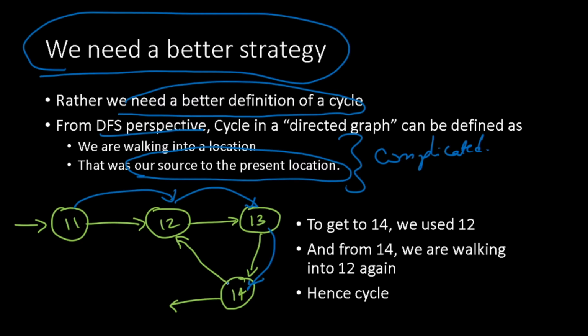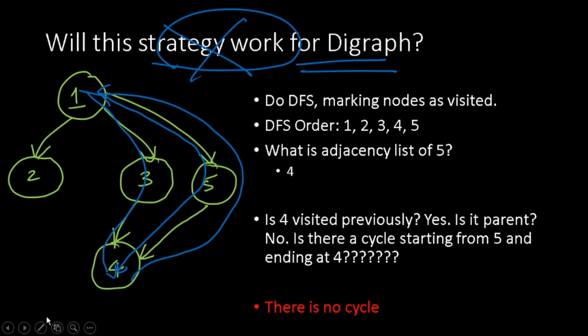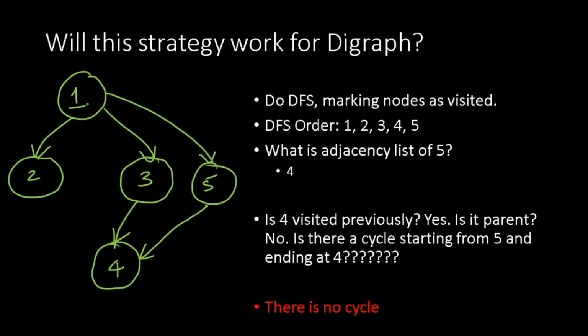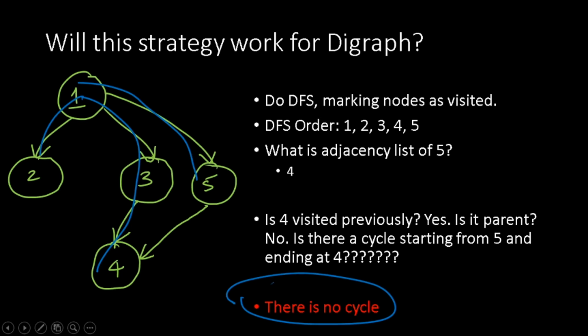What was our source chain to 14? The source chain to 14 was 11, 12, 13. So we are walking back into our source chain. That means there's a cycle. In this case, if you observe, at 5 there is no question of walking back into the source chain, so there is no cycle. Okay, so how do we implement this algorithmically?